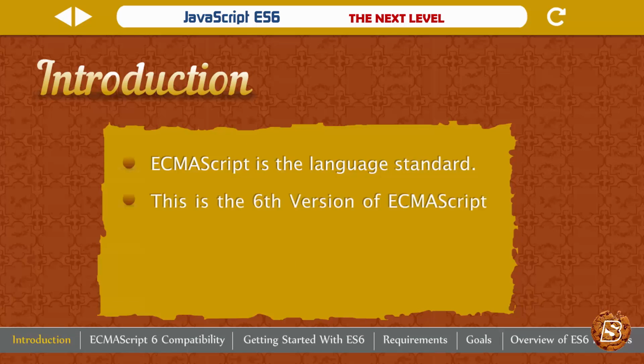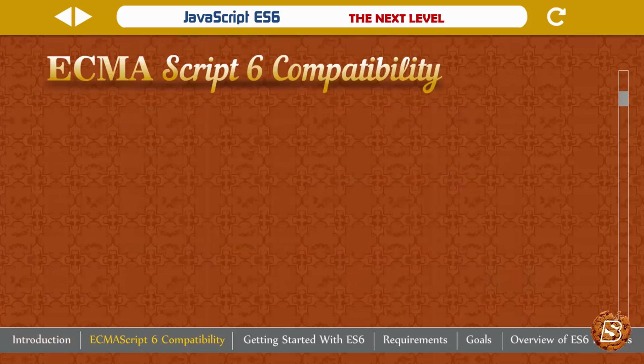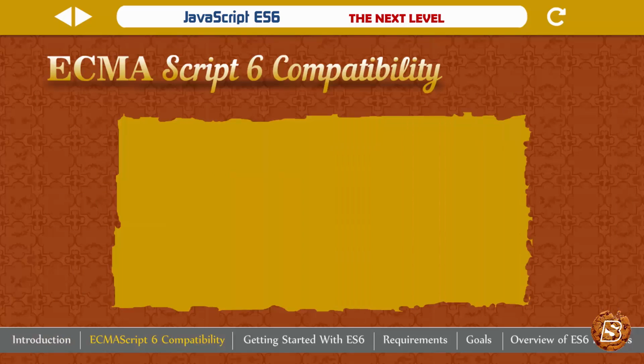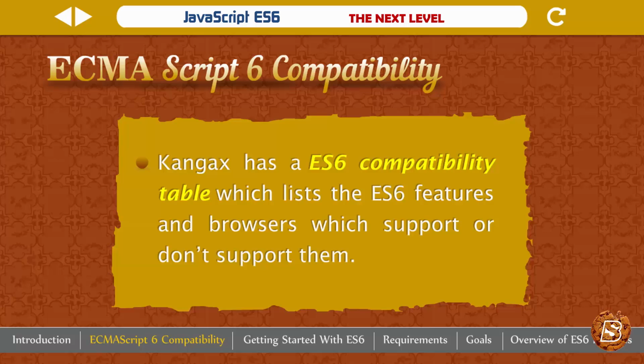Now this is the 6th version of ECMAScript, and the initial version was released in the year 1997. ECMAScript 6 is also called ES6, Harmony, and ES.next. As ECMAScript 6 is still in progress, we can see the compatibility table on the website CanIUse. Now this website lists the ES6 features and browsers which support or do not support them.